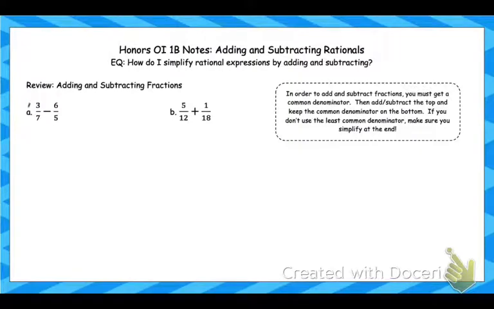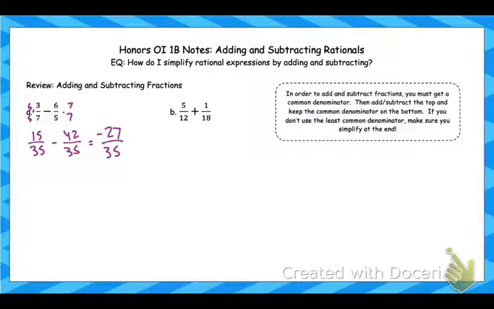Just to review, adding these two fractions on the left, that common denominator would be 35. The left fraction, you'd multiply top and bottom by 5. Right fraction, you multiply top and bottom by 7. Once I have that common denominator, I can go ahead and subtract those values. Again, the denominator is going to stay the same. I would just subtract the top, which is going to give me a negative 27.